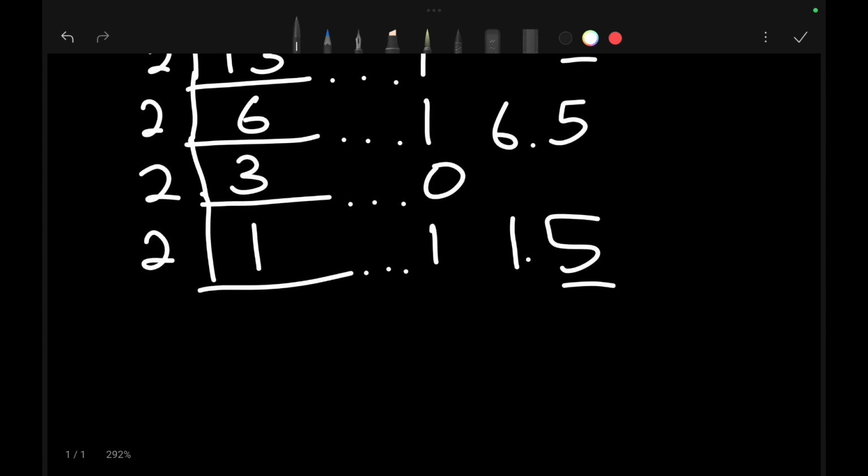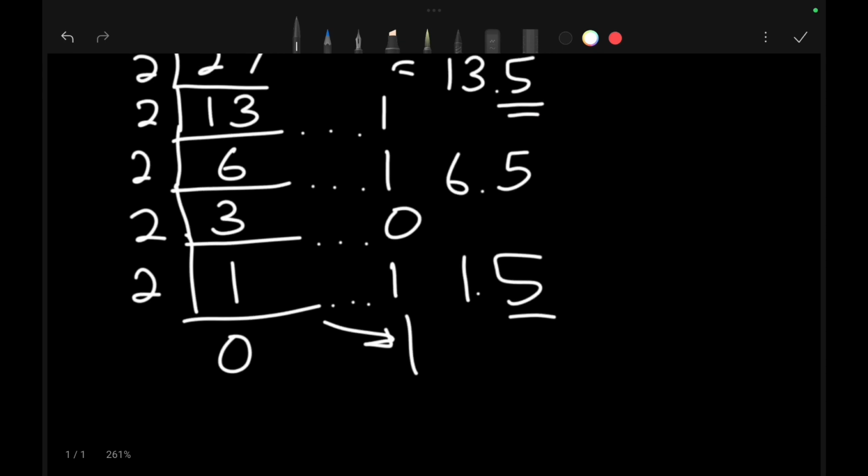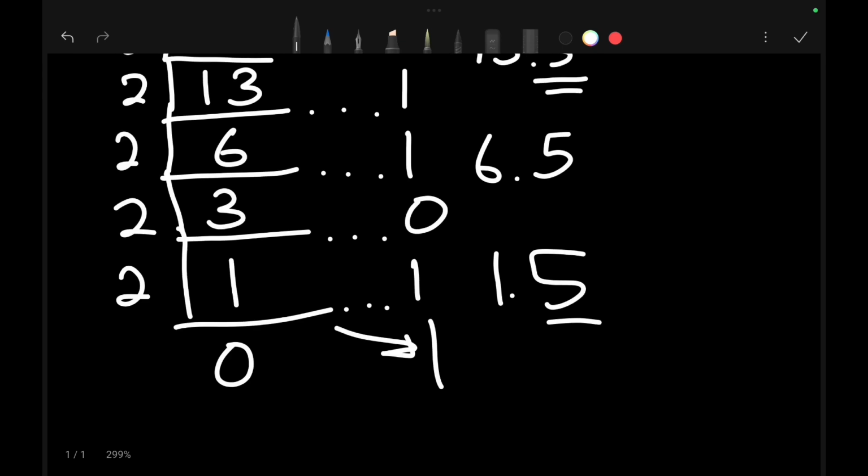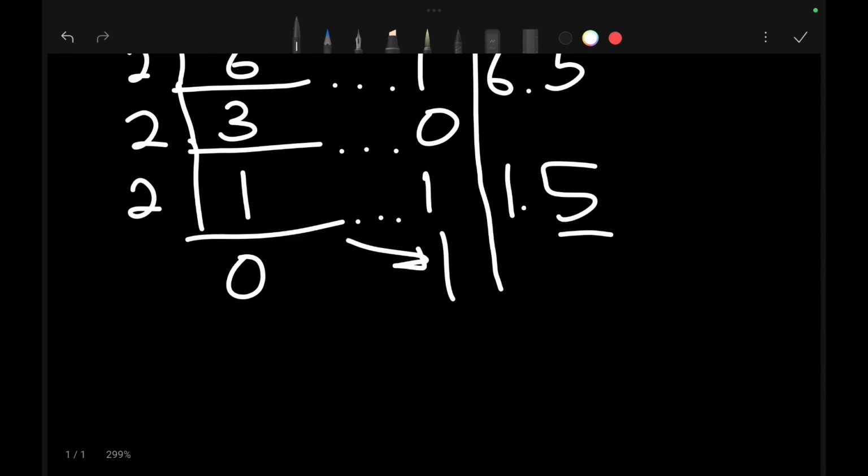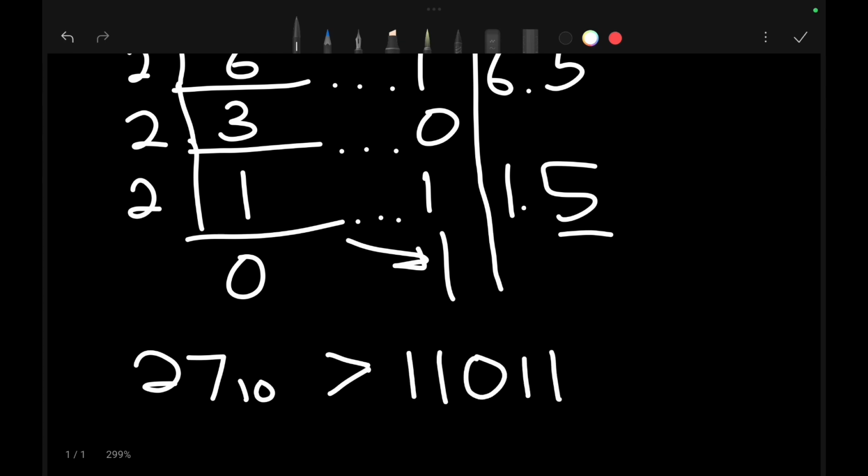Now after you got 1, put it out, as you cannot divide it by 2 anymore. So you get 1 and 0, and that's how you get it. But you must remember that you must read it from the bottom to the top, which means 27 with the base of 10 to binary is 1, 1, 0, 1, and 1 with base 2. That's how you get a binary from a decimal.